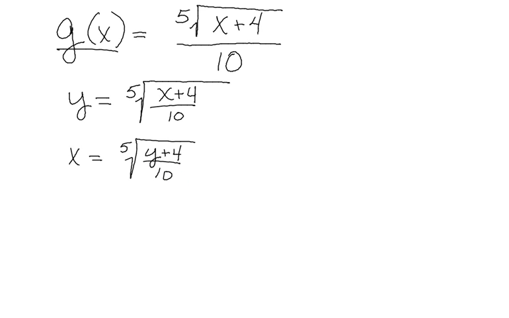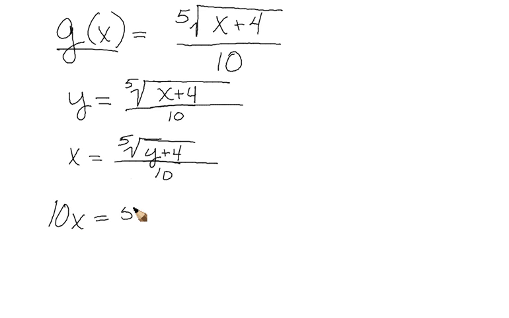Oops, I'm sorry. I'm doing this wrong. The x plus 4 is in the numerator under the radical, but the denominator is not under the radical. Okay, let's try that again. X equals the fifth root of y plus 4, over 10. Okay, it's important to get your radical straight and your denominator straight. Okay, so now we want to multiply both sides by 10. 10x equals the fifth root of y plus 4.